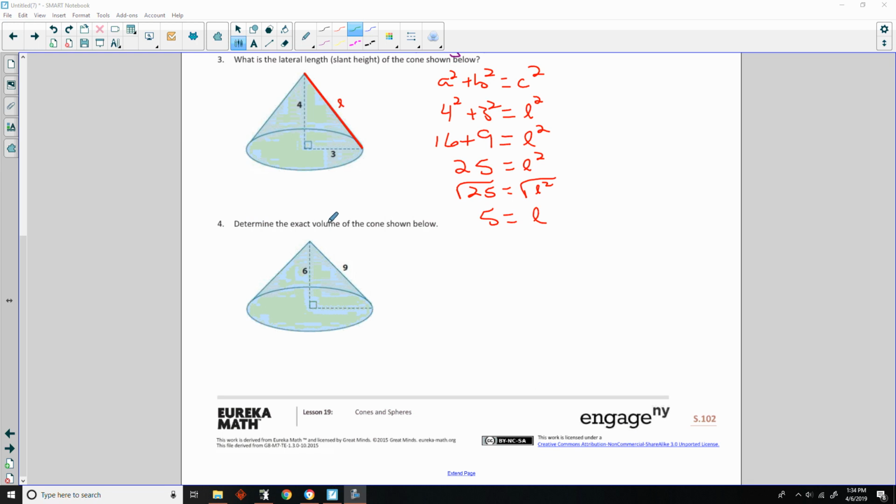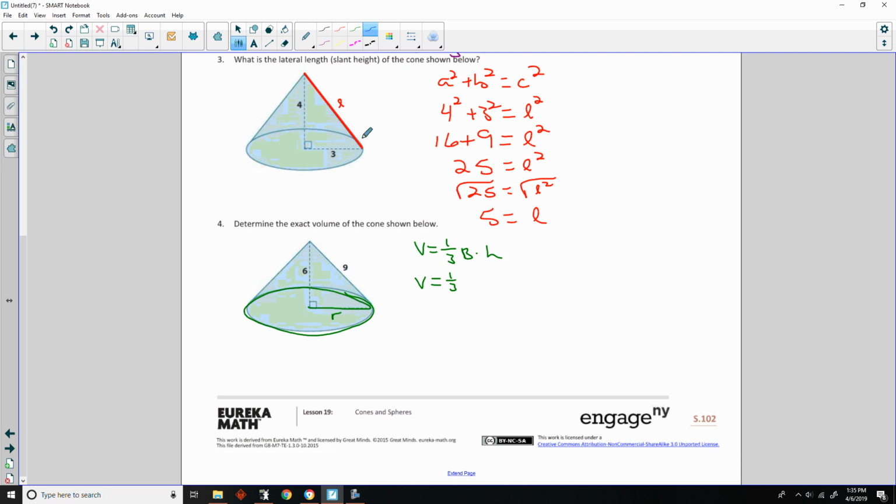Okay, now it says determine the exact volume of the cone shown below. So you always start a problem with the formula. Volume equals 1/3 base times height. Substitute in what you know. Okay, and we need to know what the base is. The base is this circle here with a radius of some length, but we don't know the radius yet. So I have to go off to the side, because I can't find the base area unless I know the radius of the base, and I don't, but I do know the height and I know the lateral length or the slant height.